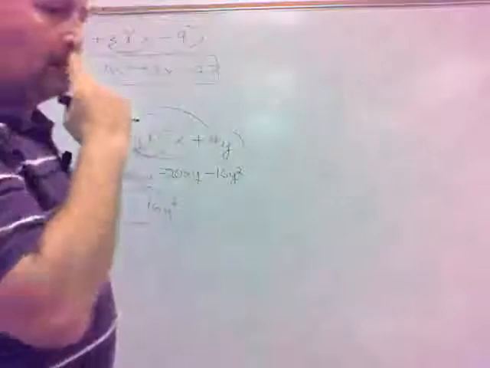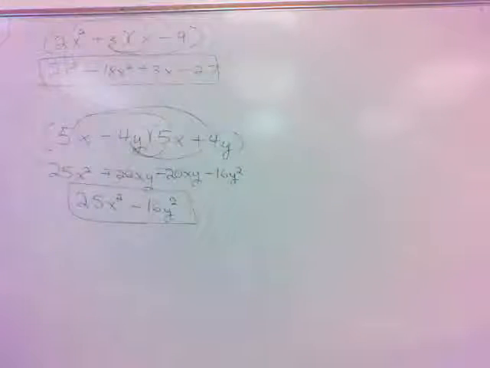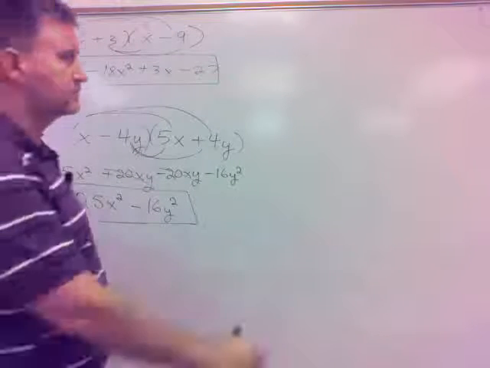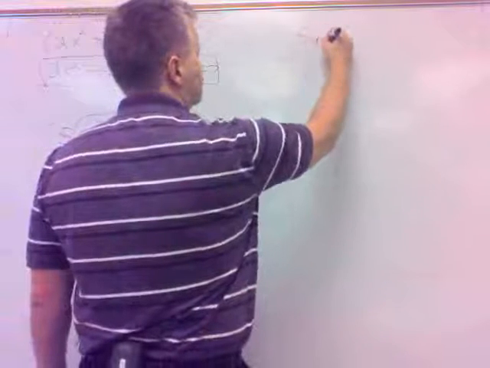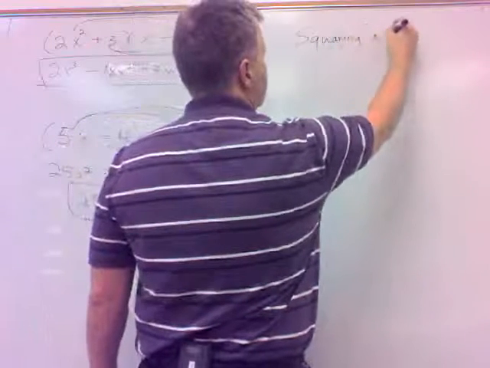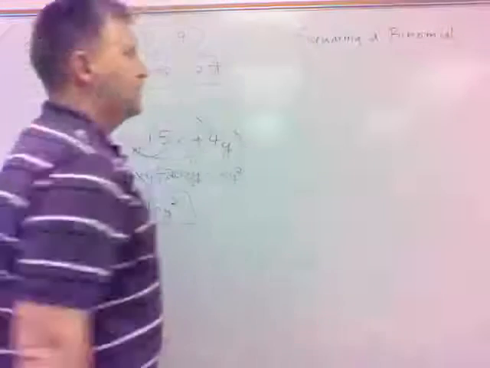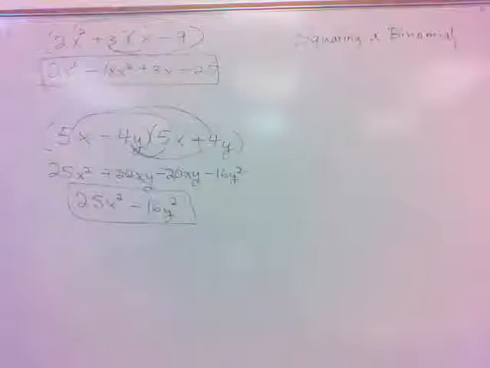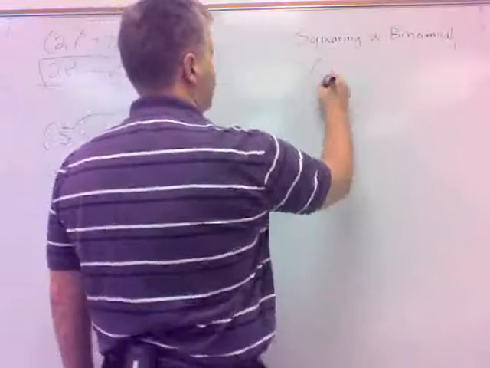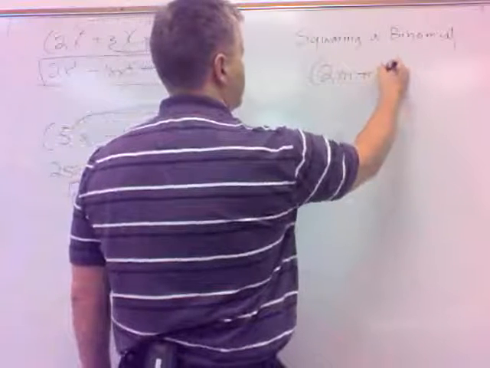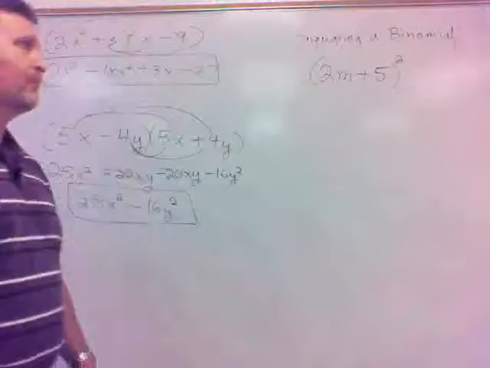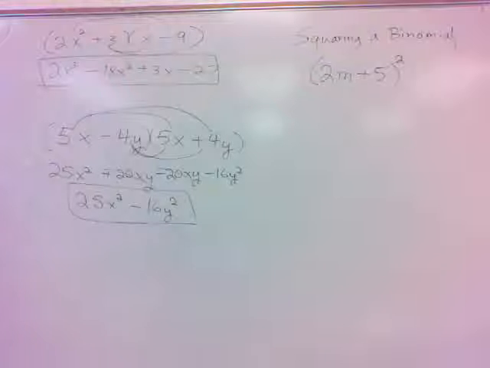Now, I want to talk next about squaring a binomial. Let's just go ahead and talk about it. Squaring a binomial. There are different ways you can do it, but what I recommend doing when you have a binomial that you need to square is this. 2m plus 5, and we want to square that.